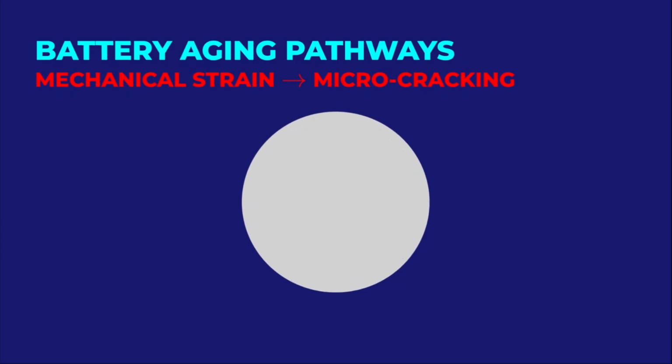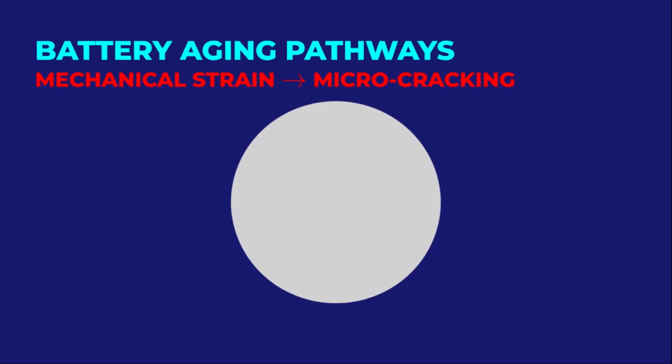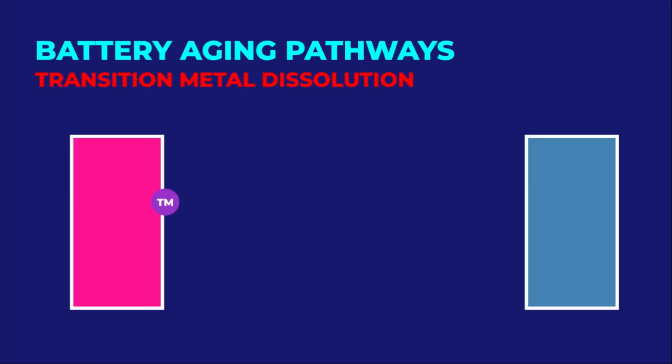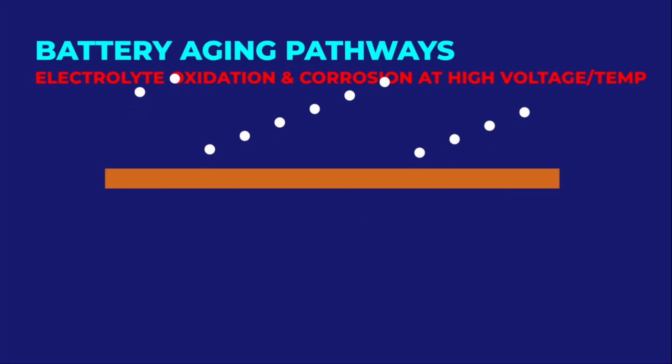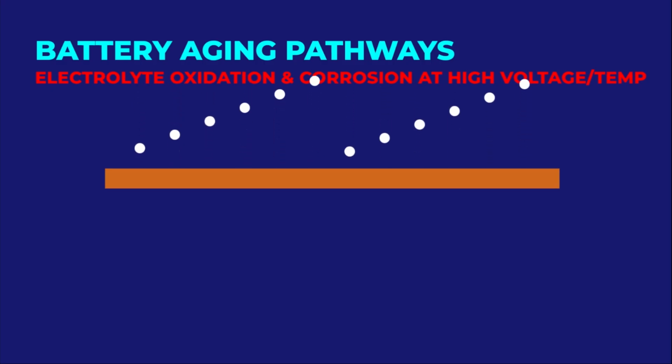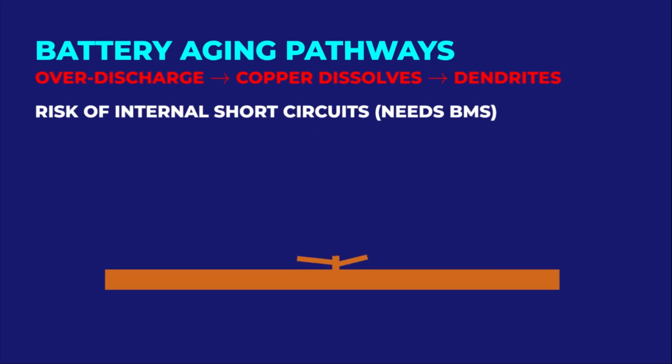Battery aging occurs through multiple physical and chemical pathways. Each time lithium intercalates, the host lattice expands, causing mechanical strain that eventually leads to microcracking of the electrode particles. These cracks expose fresh surfaces to the electrolyte, causing additional solid electrolyte interface formation and further lithium loss. At the cathode, transition metal ions can dissolve into the electrolyte and migrate to the anode, where they disrupt the passivation layer. Furthermore, the electrolyte can undergo slow oxidation at high voltages, producing gases and acidic byproducts that corrode the current collectors. High temperatures accelerate these side reactions, leading to an exponential increase in the rate of capacity loss.